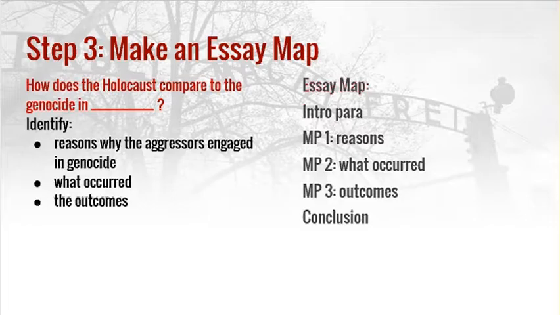Each is listed as a body paragraph. So my first body paragraph, or my main point 1, is going to be about the reasons for the Holocaust compared to, say, Rwanda. My second body paragraph is going to deal with what actually happened in the Holocaust and Rwanda. And my third body paragraph is going to identify the outcomes in both of these areas.